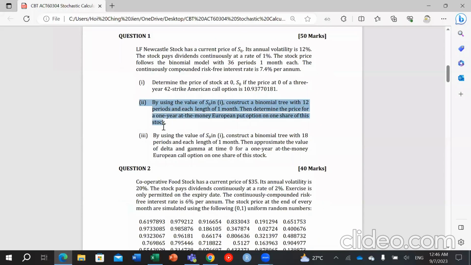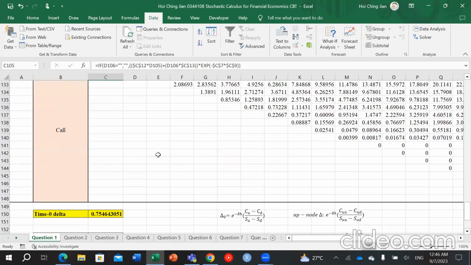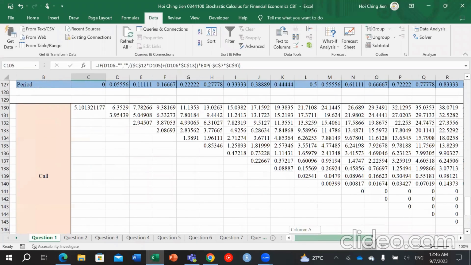So we have done the second part now. For the third part, by using the S0 in 1, we need to construct a binomial tree with 18 periods, and then we need to find the delta and gamma at time 0 for the 1 year at the money European call option. So we need to do the call option also.